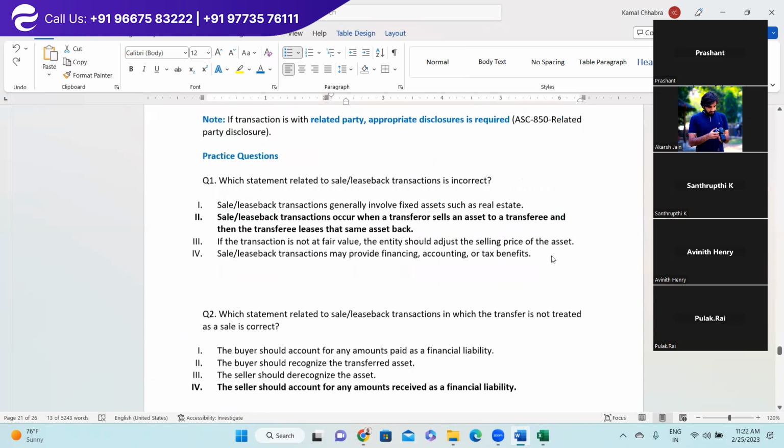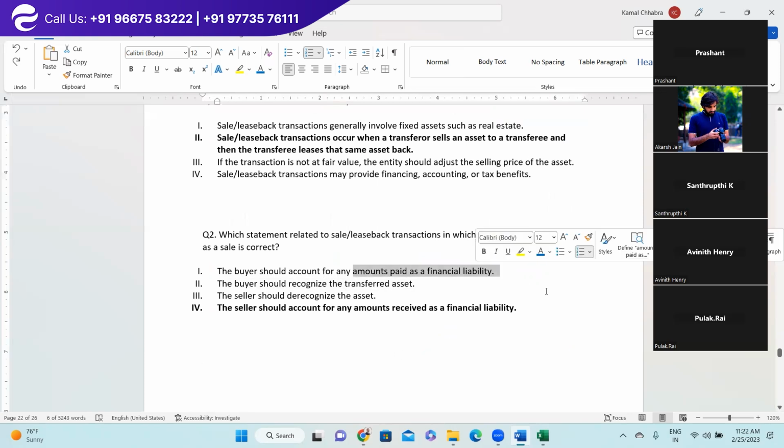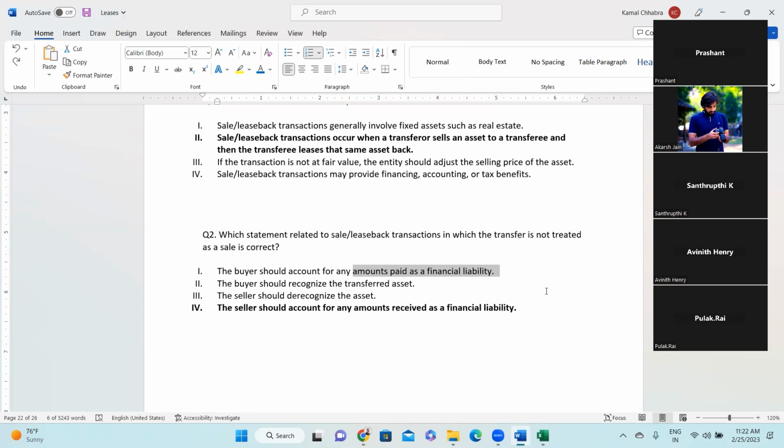So this accounting treatment is different. So the buyer should account for any amount paid as financial liability. Is this correct or incorrect? Sir, this is correct. Second is the buyer should recognize the transferred asset. Yes, now the asset is coming to him. No, the buyer should not recognize the transferred asset. In a transaction where transfer is not treated as sale, when the sale has not happened, how will the buyer recognize the asset?